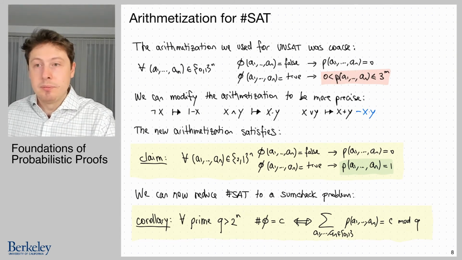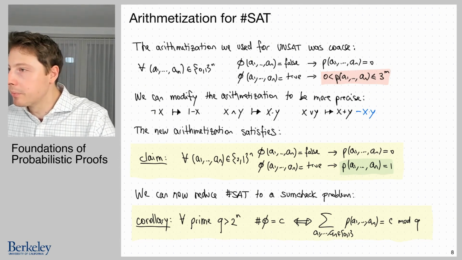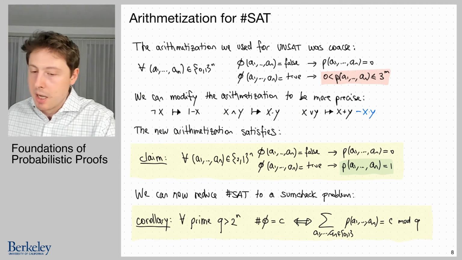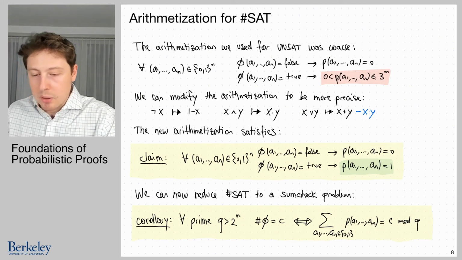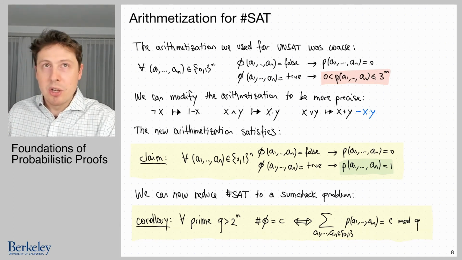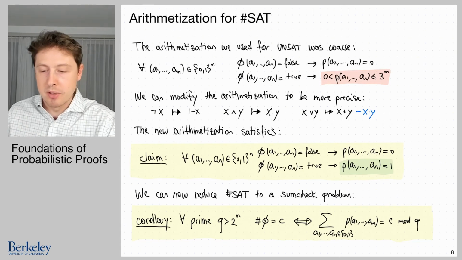So, is there a question? Why did we even use the original arithmetization? It seems like a simple improvement. Are there any downsides using this for unsat? So, notice, to a first approximation, this is just a better arithmetization, okay?